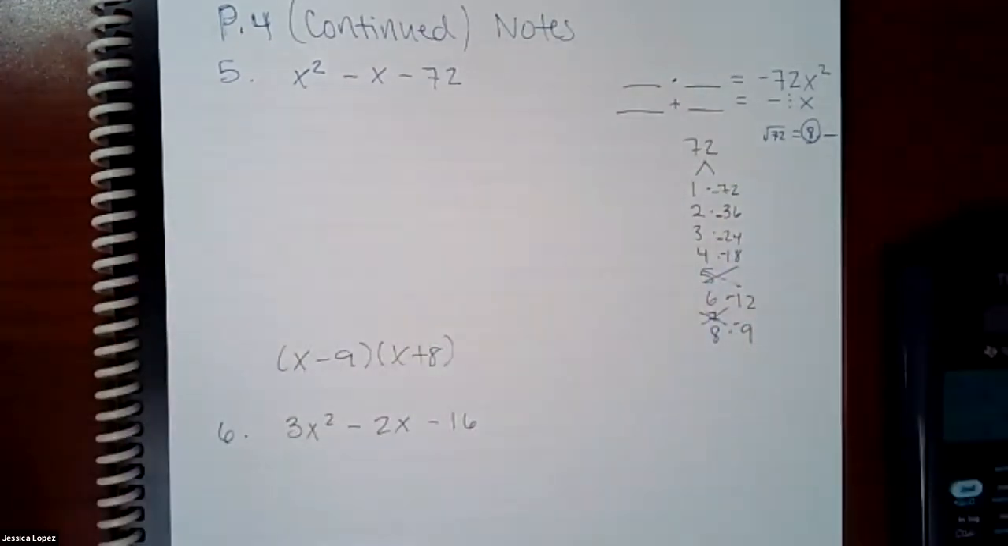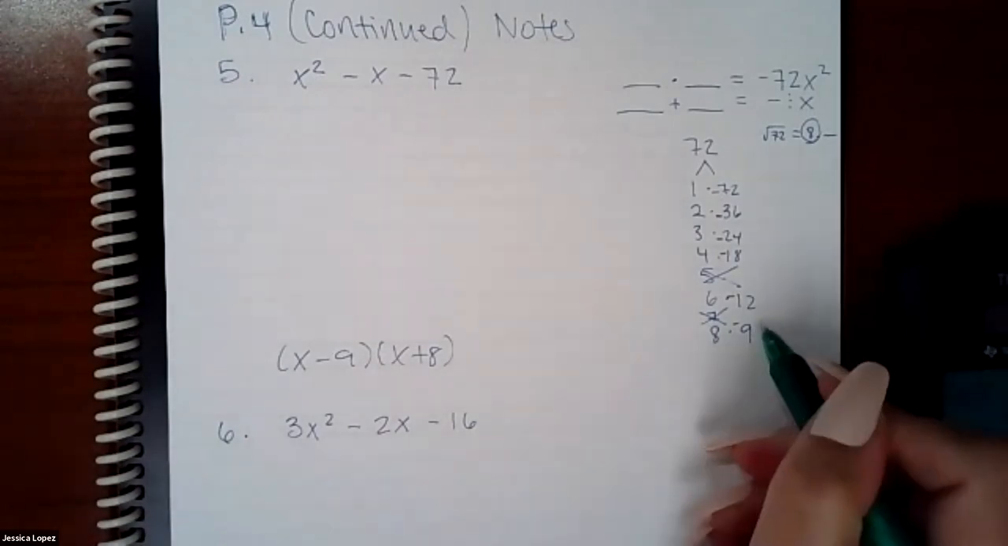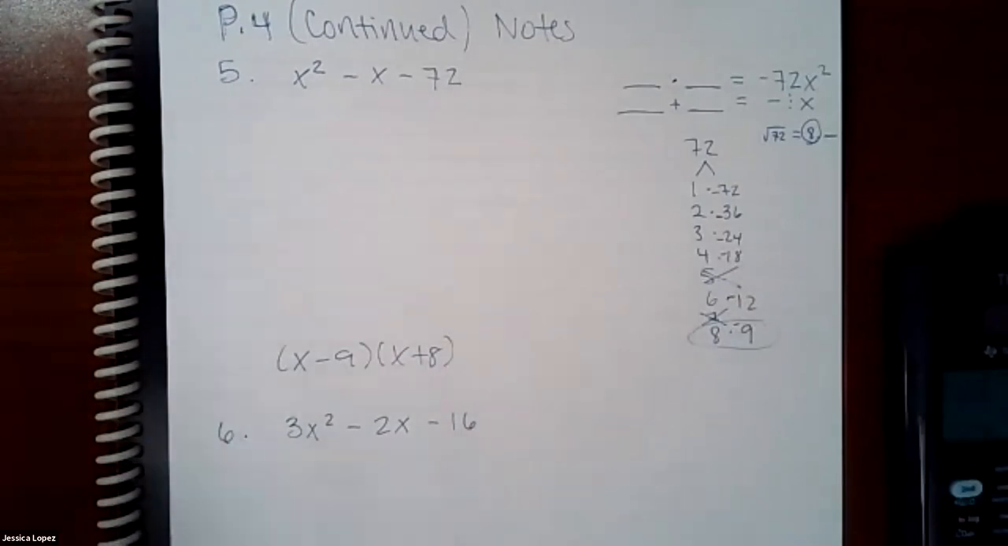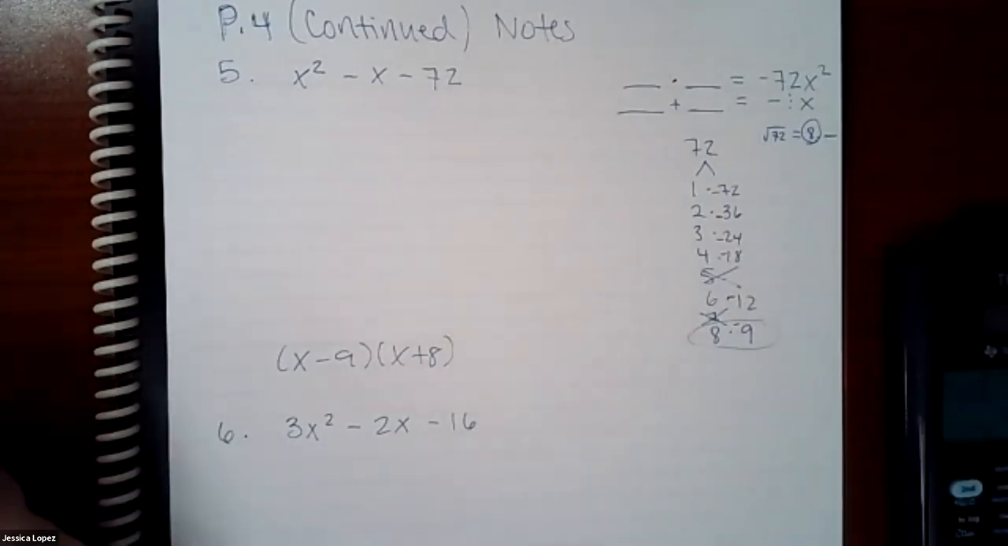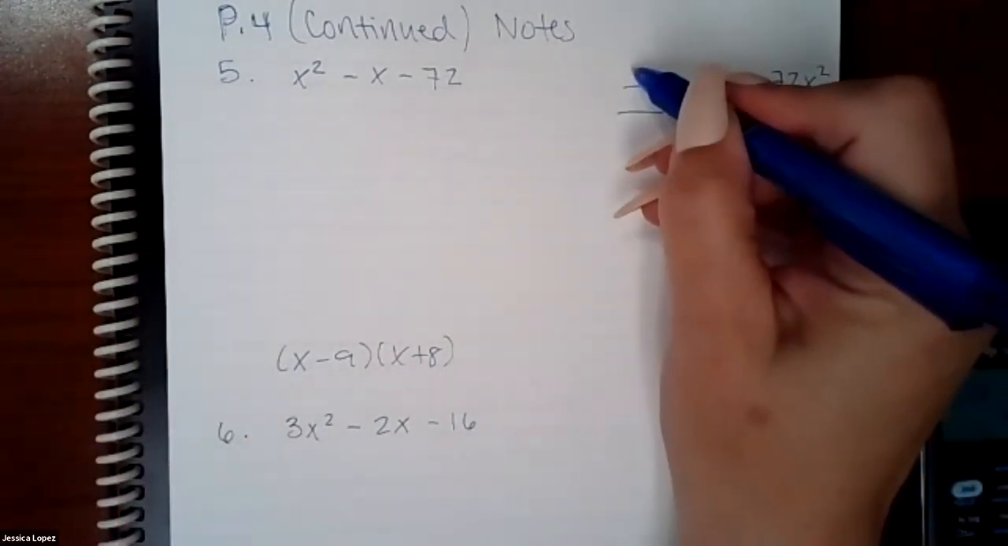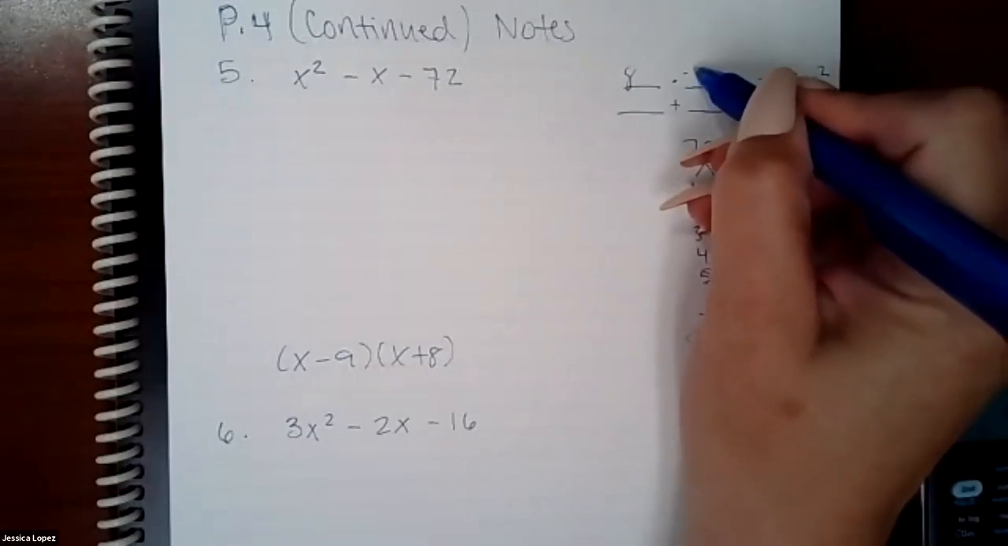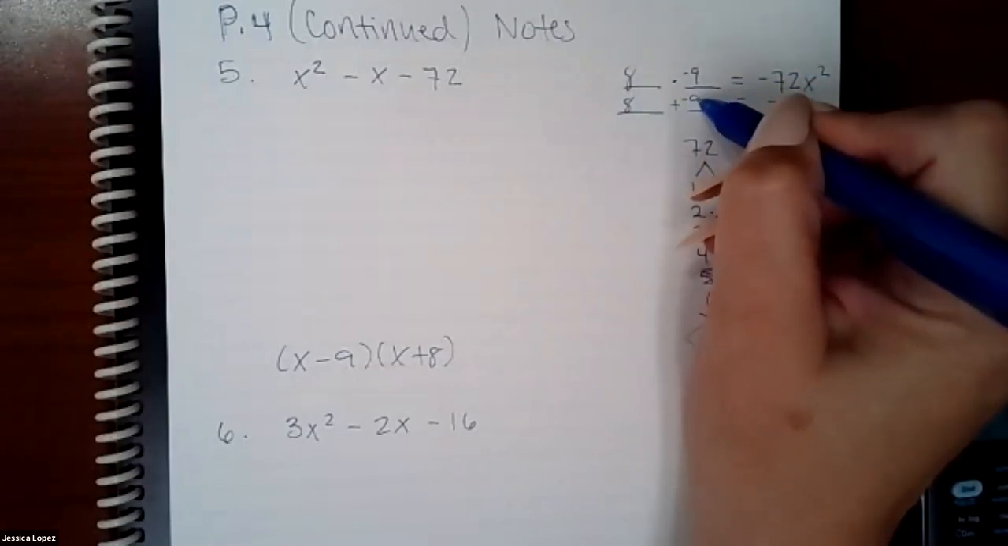And then you can tell which one is the one that's going to give me the negative 1 when I combine them, as in adding. And that's going to be this pair right here, right? So now we know that this is going to be 8 and negative 9.